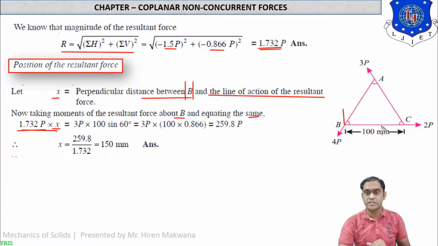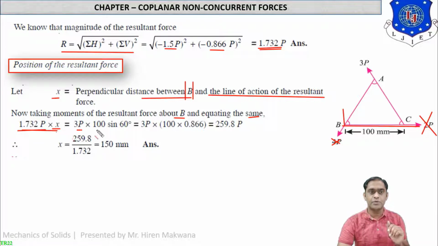Now remaining forces. Now taking moment about point B, this 4p is passing from point B. So moment of this force 4p is cancelled out because it is passing from point B only. So distance will be 0. This force 2p is also extended and passing from point B. So perpendicular distance of this force 2p from point B is 0. So moment of force 2p is also cancelled out. So only one force is remaining, that is 3p.